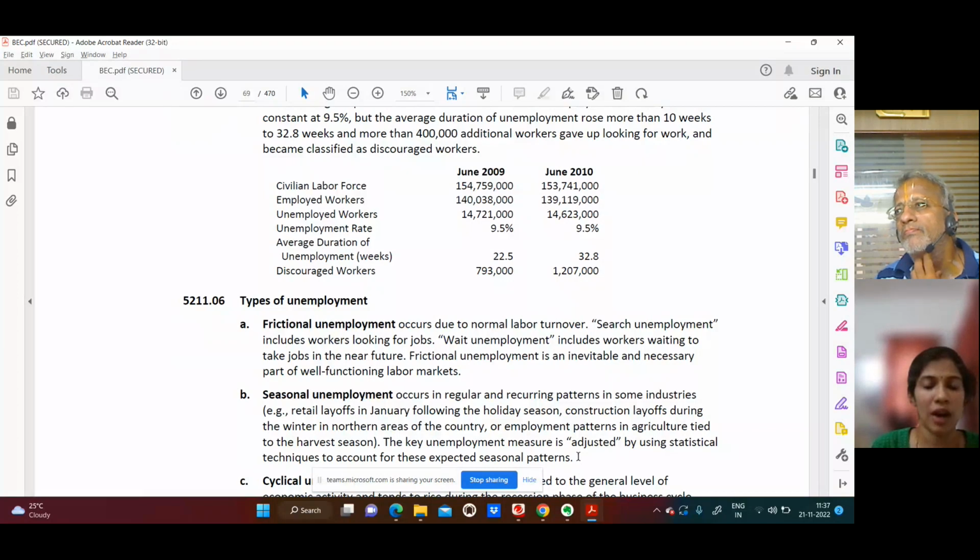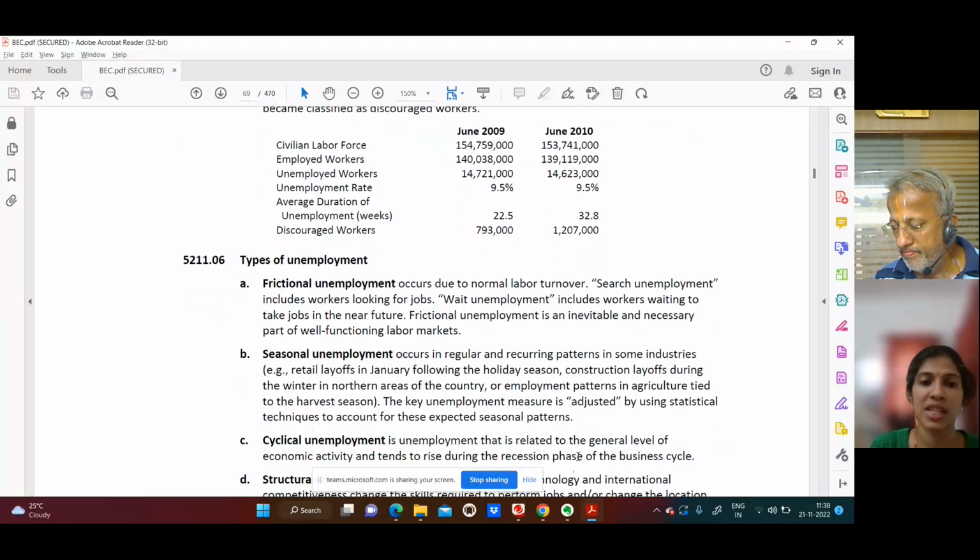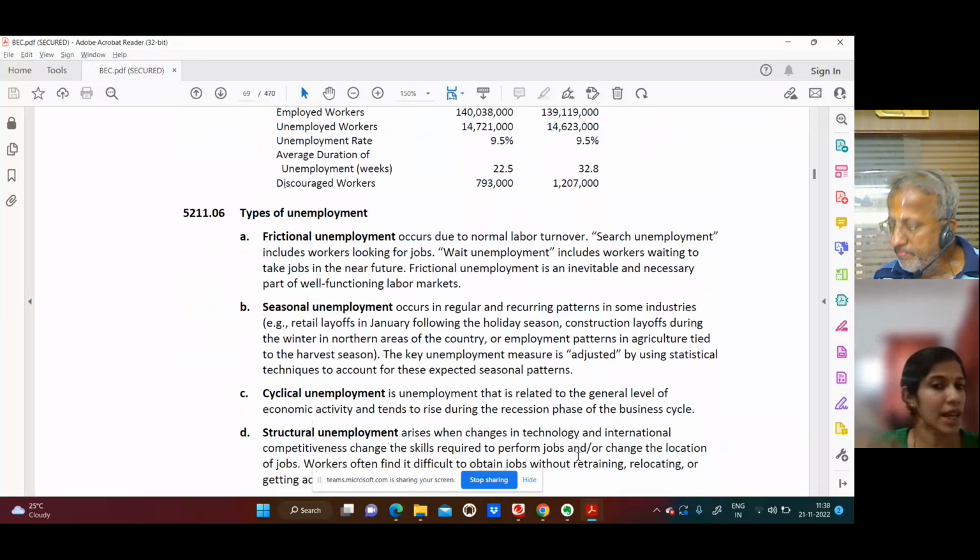And after 3 months, they'll actually terminate the contract. So that does happen. This is a classic example of seasonal unemployment. Next is cyclical unemployment. And what is cyclical unemployment? It is related to the general level of economic activity, so it depends on the business cycle. Cyclical unemployment is directly related to the business cycles of the economy as a whole.